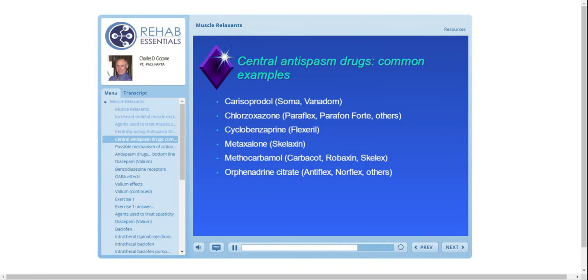Orphenadrine. So it's not an extensive group of drugs, and as I said, they're not really very similar at all chemically to one another, which begs the question, then why do they all share this common goal of treating muscle spasm?